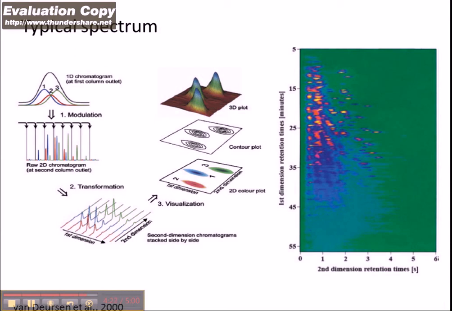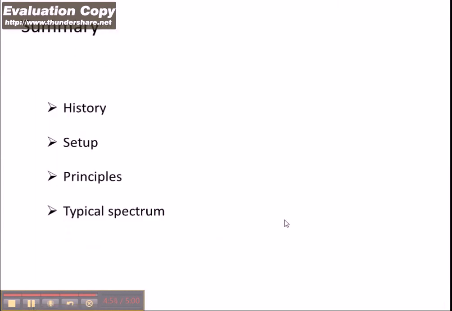The different colors represent the different intensities of the compounds. On the right hand side, we can see a typical spectrum. We can see we have two axes. The y-axis represents the first dimension retention time, and the x-axis represents the second dimension retention time. Here is a short summary.